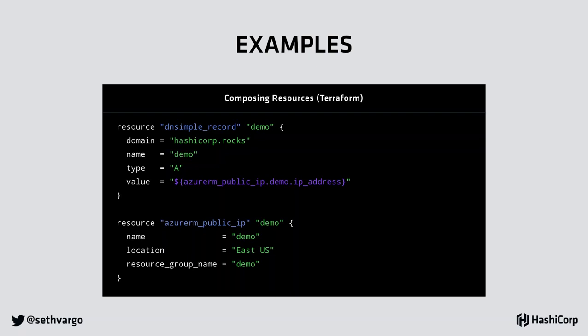Even though I put, in this example, the DNS record above the public IP resource, Terraform reads this configuration file and builds a graph and correctly determines the proper order of operations based off of the interpolation. It does this through the little purple section there, the interpolation, by saying that the value of our DNS record is the result of the public IP address. Terraform knows that the DNS Simple record depends on that AzureRM public IP, and it uses that to not only provision, but also order the operations and maximize parallelization.